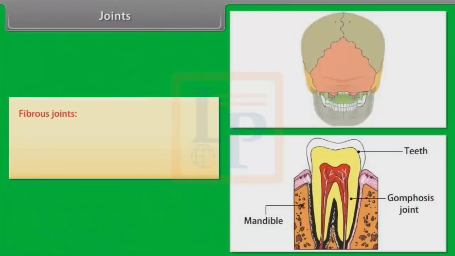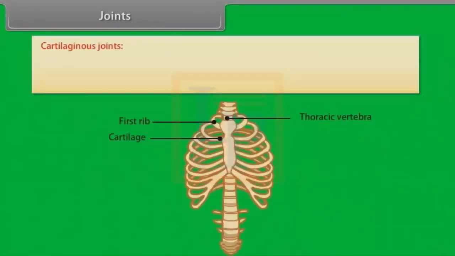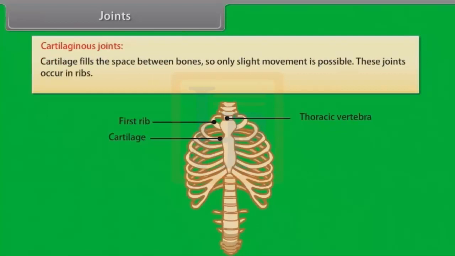Fibrous joints. These joints connect bones without allowing any movement. Fibrous joints hold the teeth in the sockets and they are also present in the skull. Cartilaginous joints. Cartilage fills the space between bones, so only slight movement is possible. These joints occur in ribs.